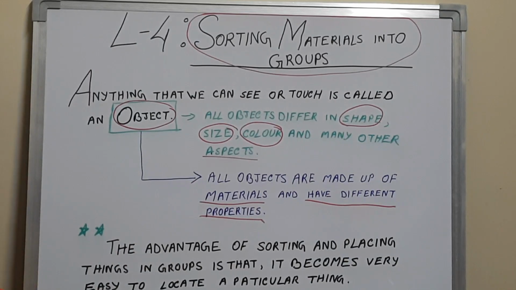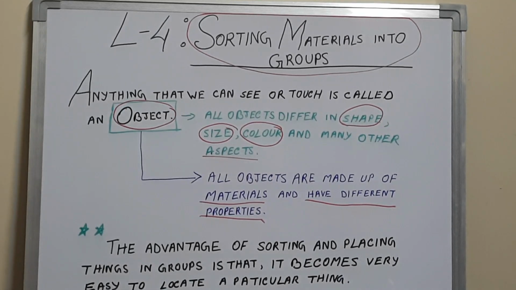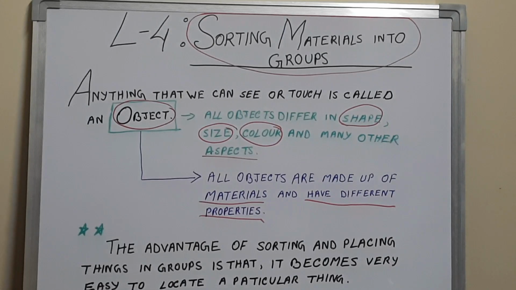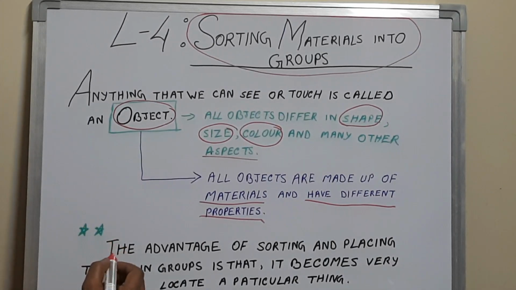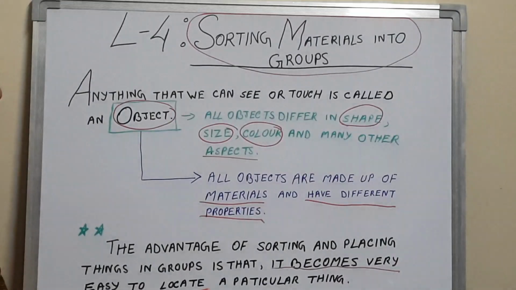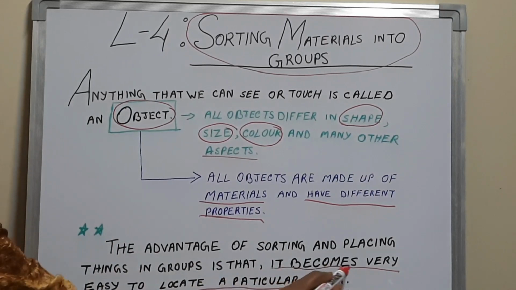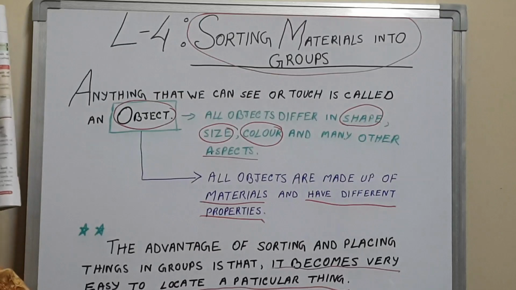Next you see a grocery shop has many things. If all the things were dumped together at one place, the shopkeeper would not be able to find the things that the buyers want. But in most grocery stores, things are arranged systematically. Now, what is the advantage if the things are arranged systematically? It becomes very easy to locate a particular thing.